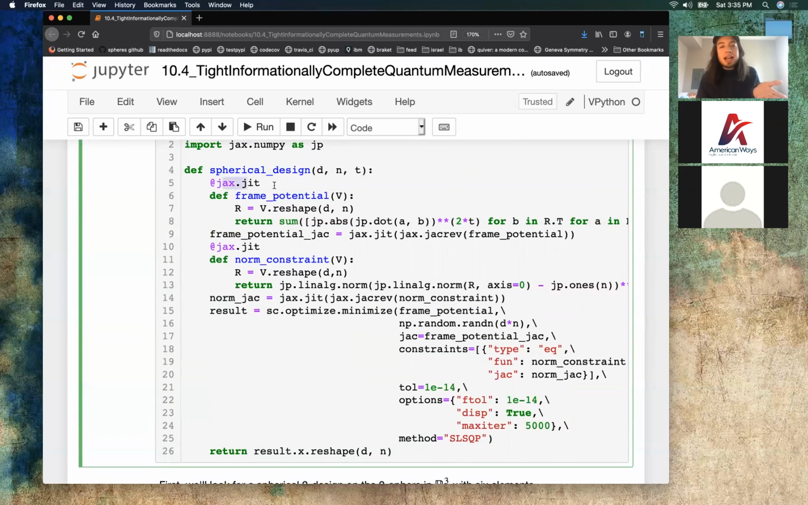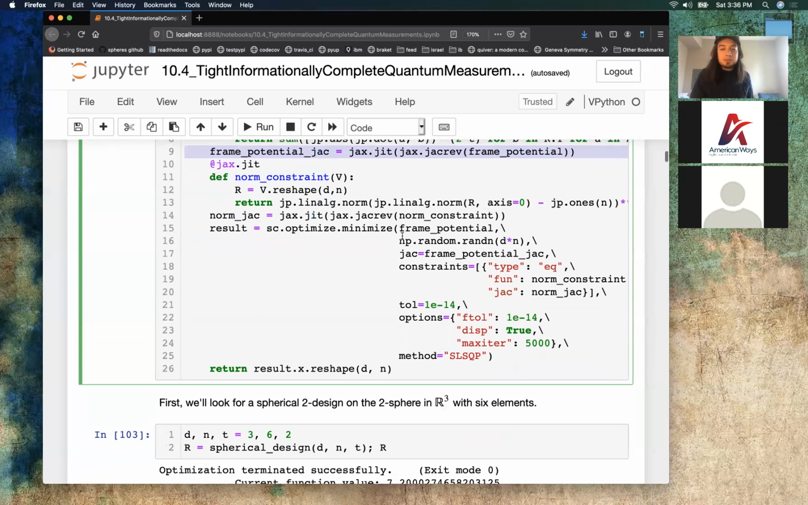And then this JAX thing is awesome because Python is an interpreted language, and so it's kind of slow sometimes, but this compiles your functions down to machine code. It can also really easily take the Jacobian, AKA the derivative, of these matrix or vector valued functions. So it makes it very easy to do this kind of thing.